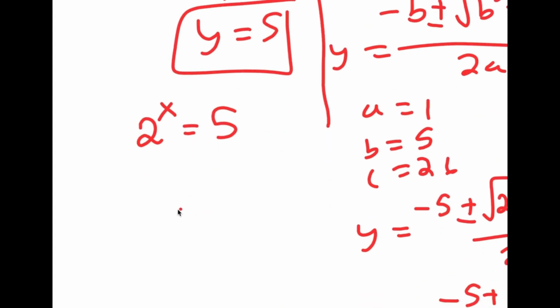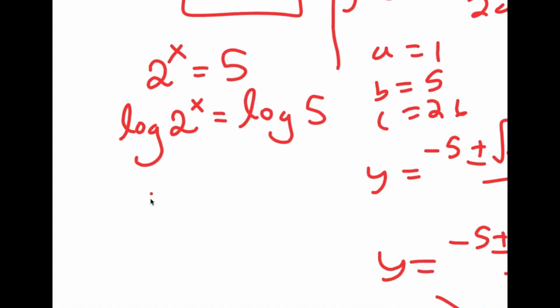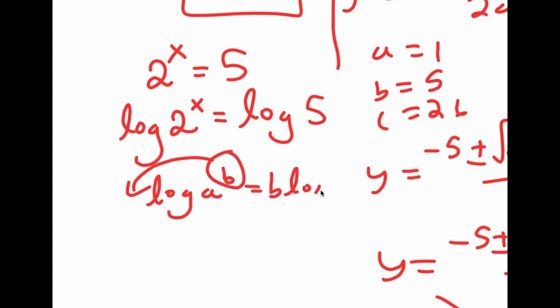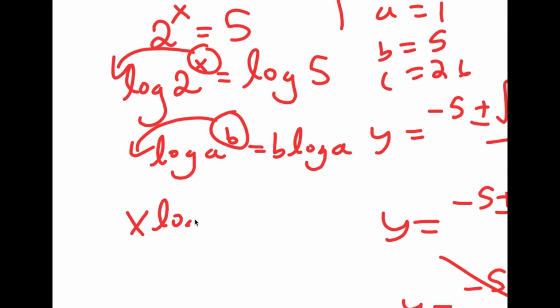Now to solve this equation, I'm going to take the log on both sides. So I get log 2 to the power of x is equal to log 5. And if I have something in the form log a to the power of b, I can move this exponent b to the front, so it's going to equal b times log a. So in this case, I have log 2 to the power of x, and I can move x to the front. So I get x times log 2 is equal to log 5.